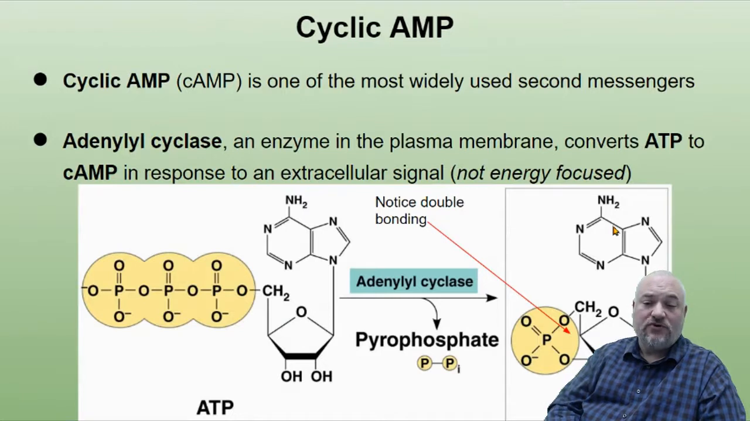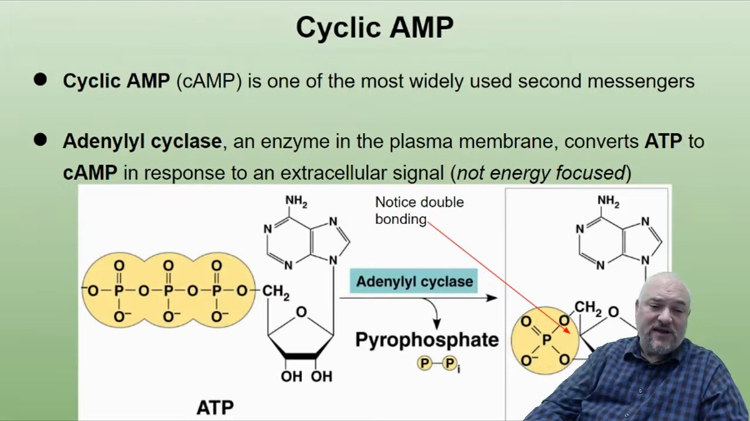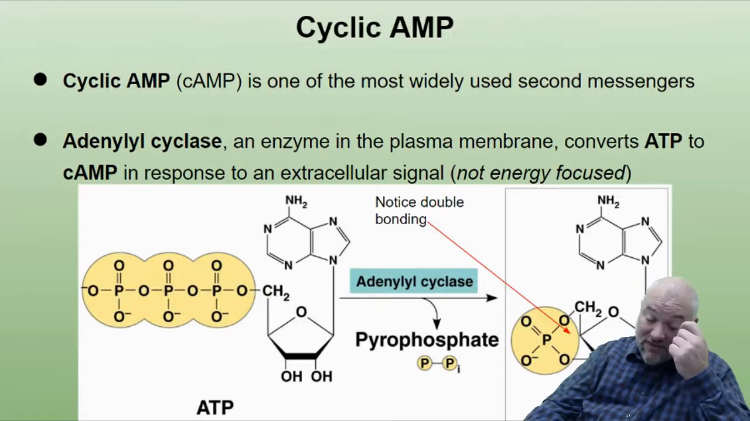Cyclic AMP, cAMP, is one of the most widely used second messengers. Adenylyl cyclase is an enzyme in the plasma membrane that converts ATP to cAMP. It's not really about getting the energy out of the ATP. It's using ATP as a substrate to make what you want to make. So adenylyl cyclase takes that ATP, pulls off a couple of those phosphates, and makes cAMP. And it's called cyclic because we've got this little circular structure in here, and double bonding in there as well.